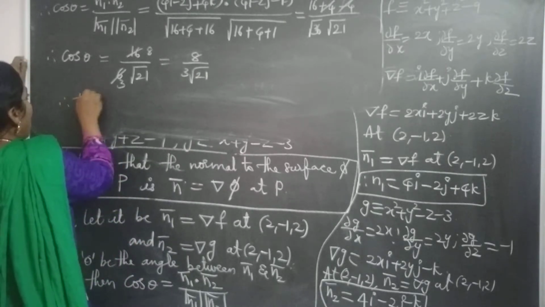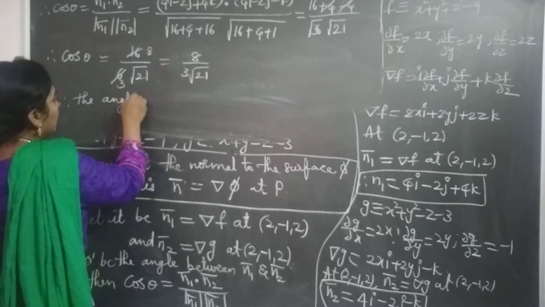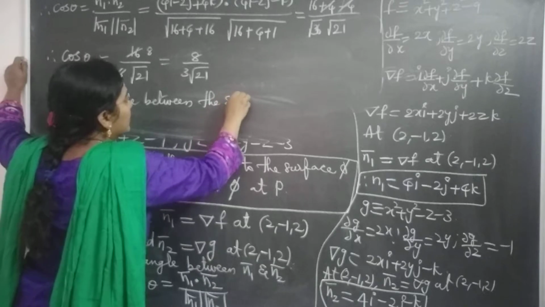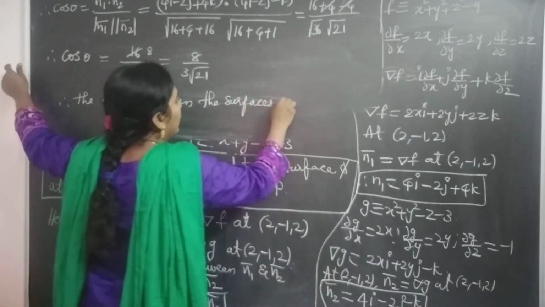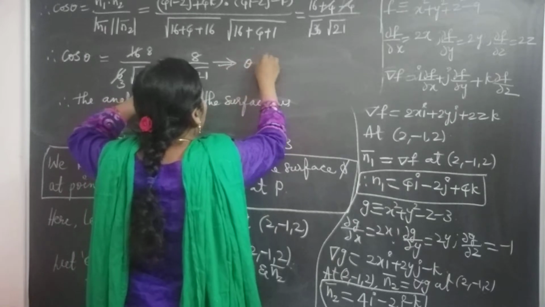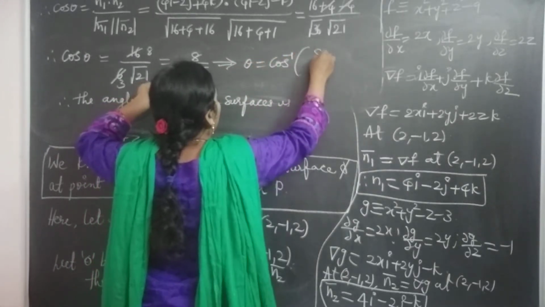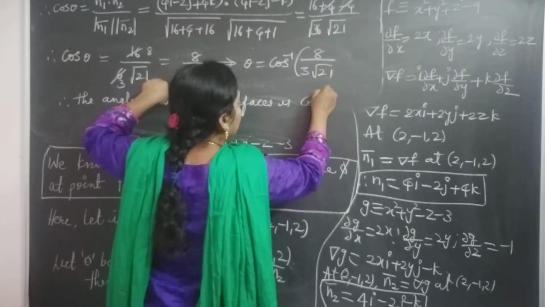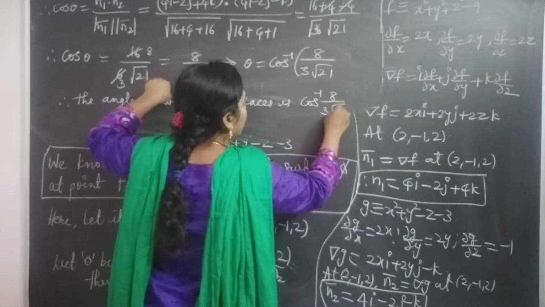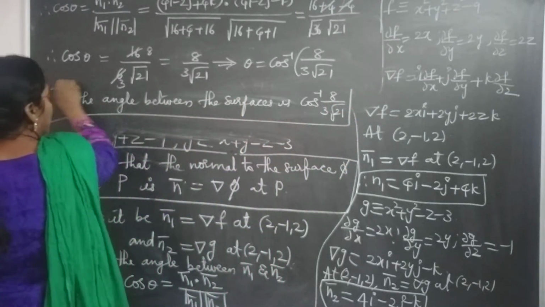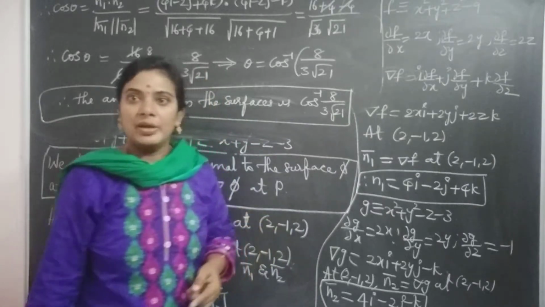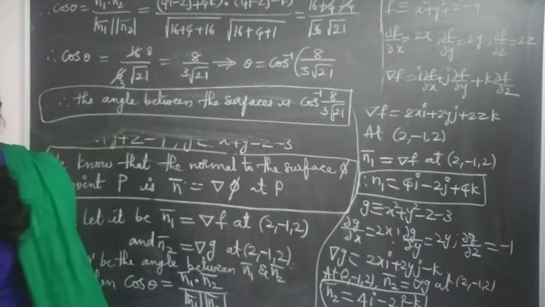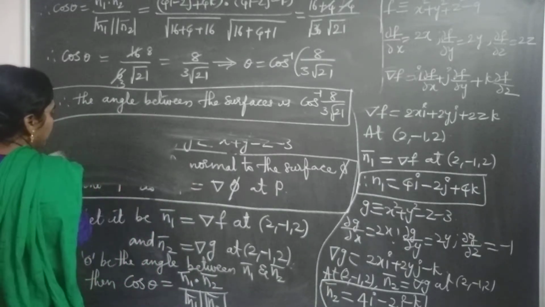Therefore, the angle between the surfaces is, from this, theta equal to cos inverse of 8 by 3 root 21. This is cos inverse 8 by 3 root 21. It is the solution of the given problem. Okay. Next we can find out the angle between the surface at 2 points.